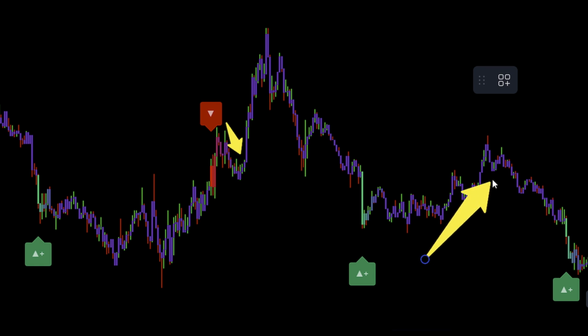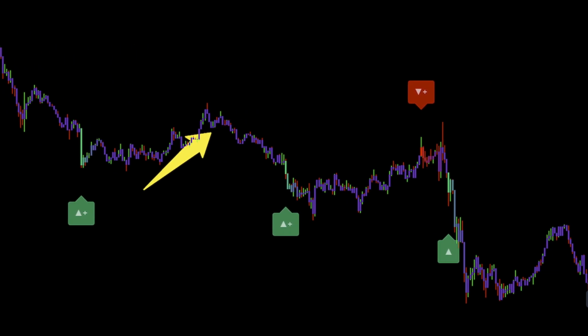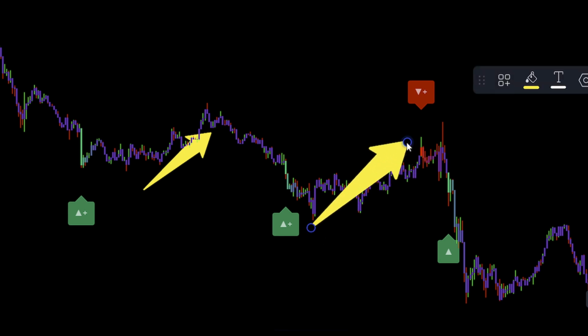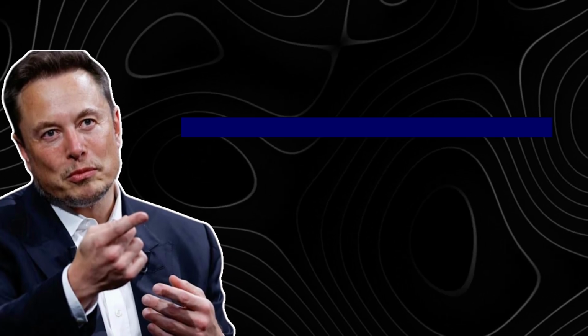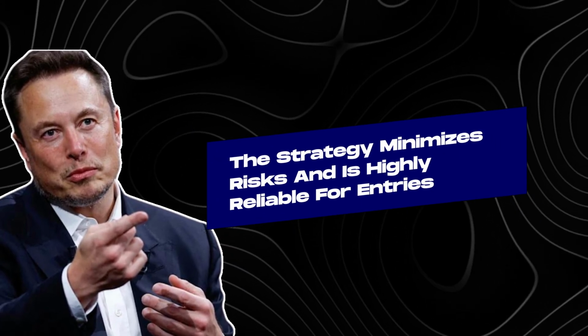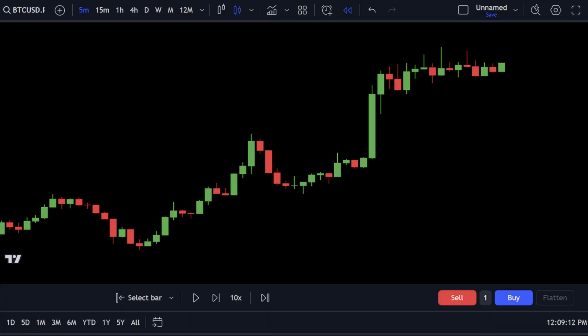The strategy I want to show you is based on a contrarian style of trading. If you don't know what that is, it's basically when you go against the prevailing sentiment in the market. So you buy when everyone else is selling, and you sell when everyone else is buying. This style of trading is quite risky, especially if you're not well versed in it. However, the strategy I'm about to share with you in this video carries minimal risk and is highly reliable for trade entries. As an example, we will use the Bitcoin price chart on a 5-minute time frame.